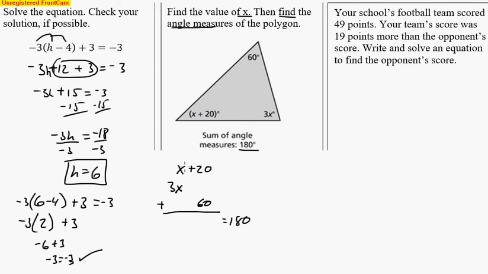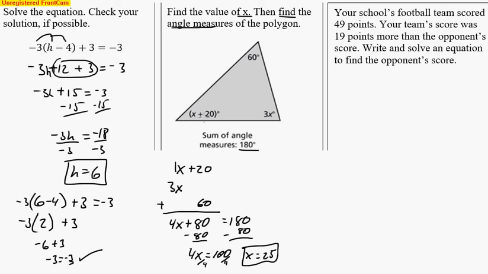So I'm adding up the x's first, that makes 4x. I'll add up the constants, I get 80, and then I can go ahead and subtract 80 from both sides. So I'm left with 4x equals 100. I divide by 4, so x is 25. So that's part of the answer.